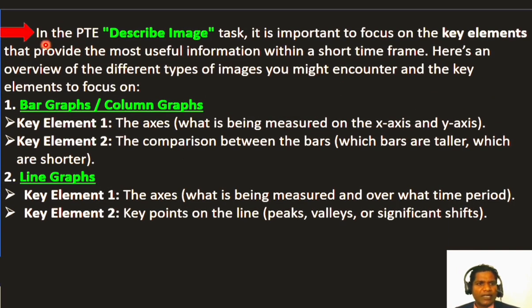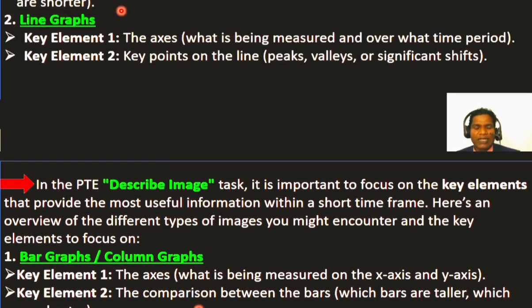You can see here on the screen, in the PTE Describe Image task, it is important to focus on the key elements that provide the most useful information within a short time frame. Here is an overview of the different types of images you might encounter and the key elements to focus on. What do you need to focus on in bar graphs or column graphs? You need to focus on the axes. You need to mention what is being measured on the x-axis and y-axis. Another thing is the comparison between the bars. You need to mention which bars are taller and which bars are shorter.